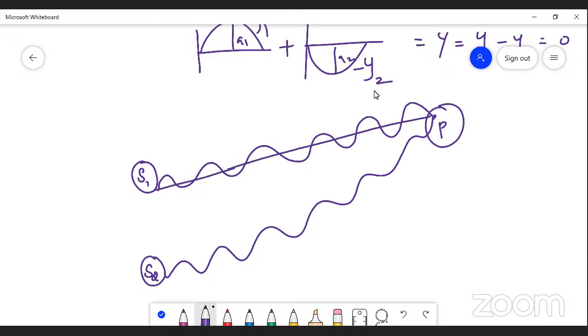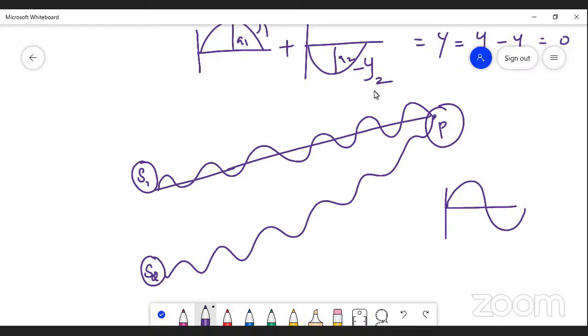First of all, I want to explain this: phase difference and path difference. This is a very important one. If you don't have a clear-cut idea, there is no idea, but this is a very difficult one. First of all, I will explain this.